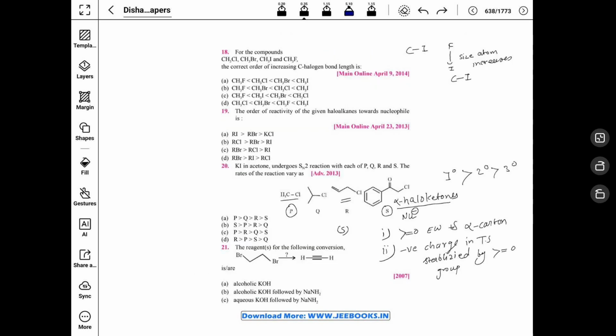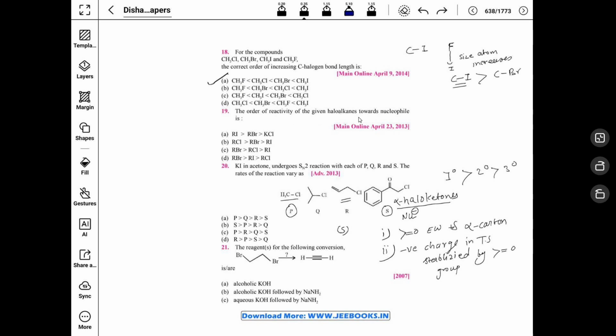Now moving to the next. For the compounds, the correct order of increasing carbon-halogen bond length. If you see, down the group from fluorine to iodine, the size of the atom increases. Therefore, with the increase in size, the bond length is also increasing. So the carbon-iodine bond length will be more than carbon-bromine, and so on. So A will be the correct answer.